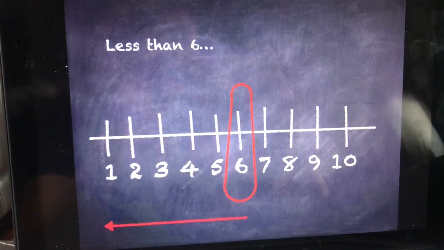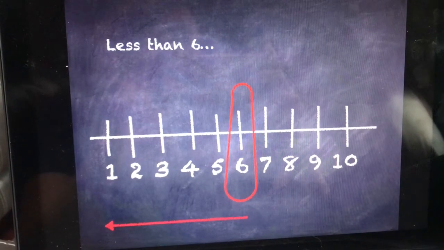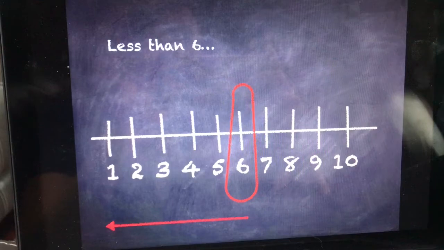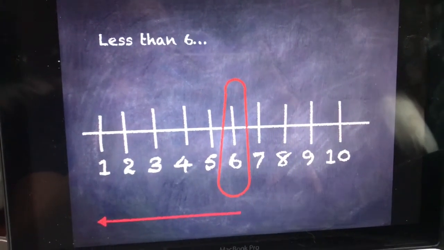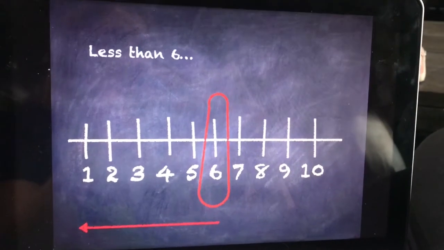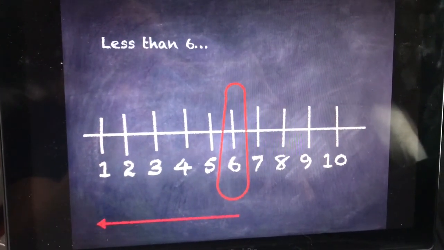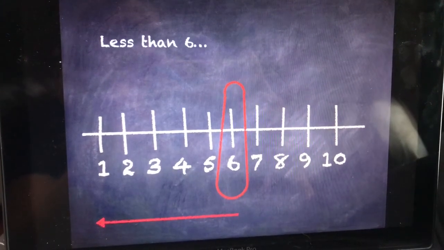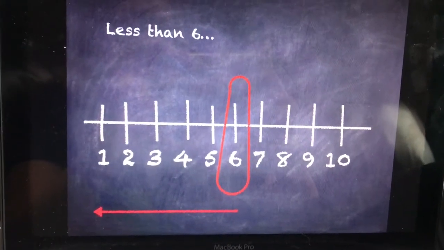Okay, let's move on to less than 6. Can someone give me an example of what number is less than 6? Good job. 3. 3 is a number that is less than 6. It's a number that comes before that number. See how I have an arrow going down? It's going towards 0.